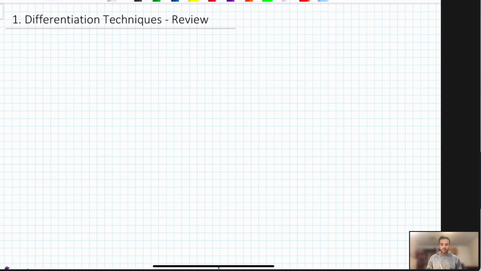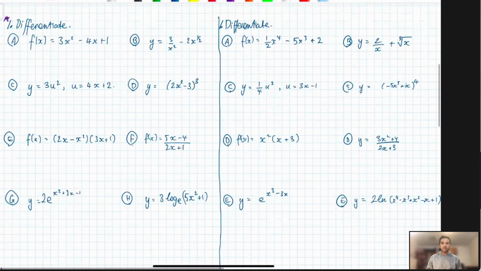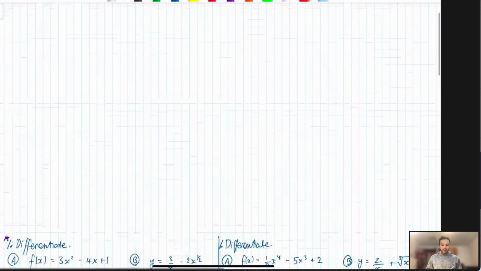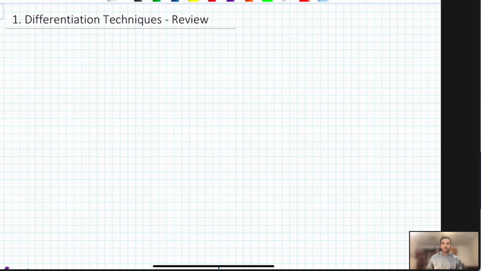Then the next page, we have a few examples. The side on the left is what I'll be working through, and the right hand side's your turns, just to make sure that you've got those skills down pat. The next page will be looking at differentiating functions and finding when gradients equal certain things, or finding the gradient. So let's have a go at this, differentiation techniques.